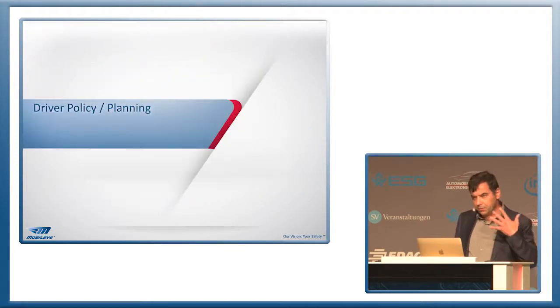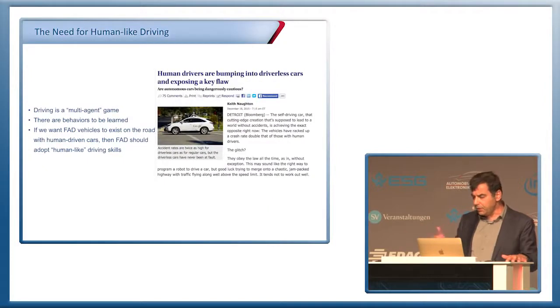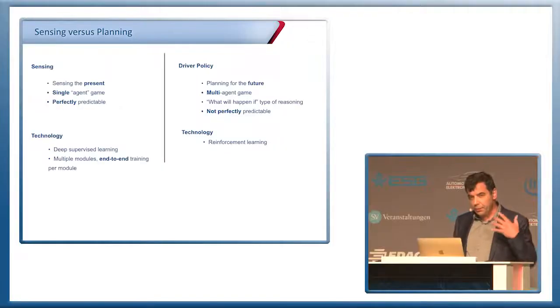I want to go into the next issue, which is planning, the driving policy. So I took here something from the internet about today's experimental cars. In this case it's Google's, but I think all of them are like that, are too conservative. And they create accidents by being non-human-like in driving behaviors. The point I want to make here is that driving is a multi-agent game. We need to understand human driving behavior in order to merge into traffic in a safe manner. So we need to plan.